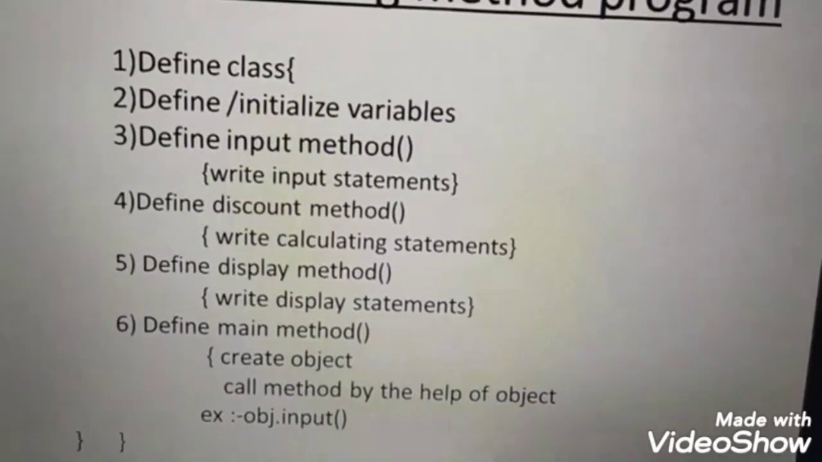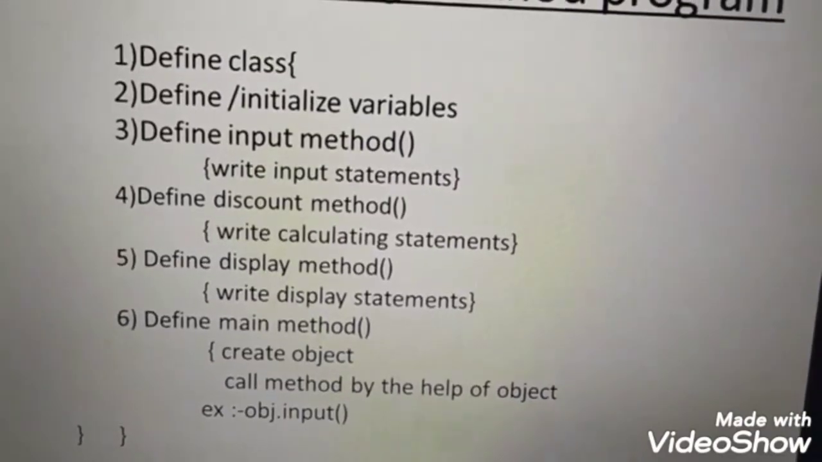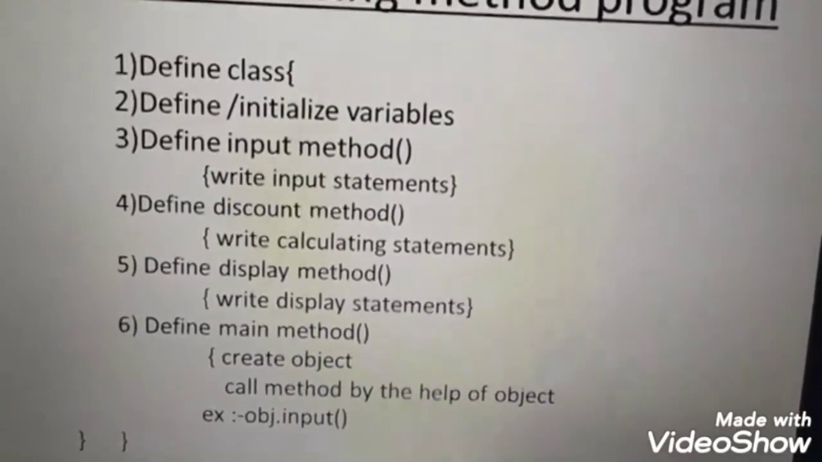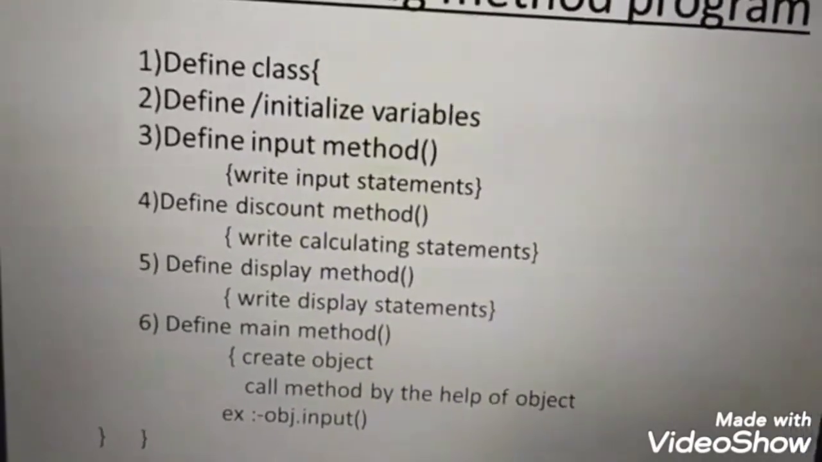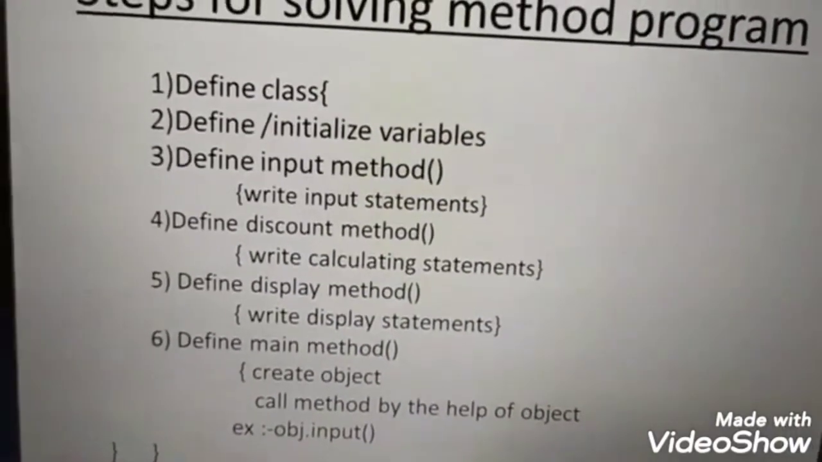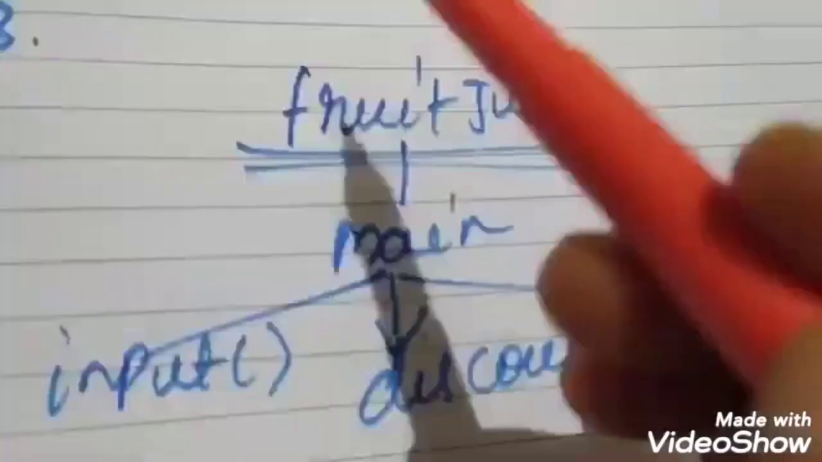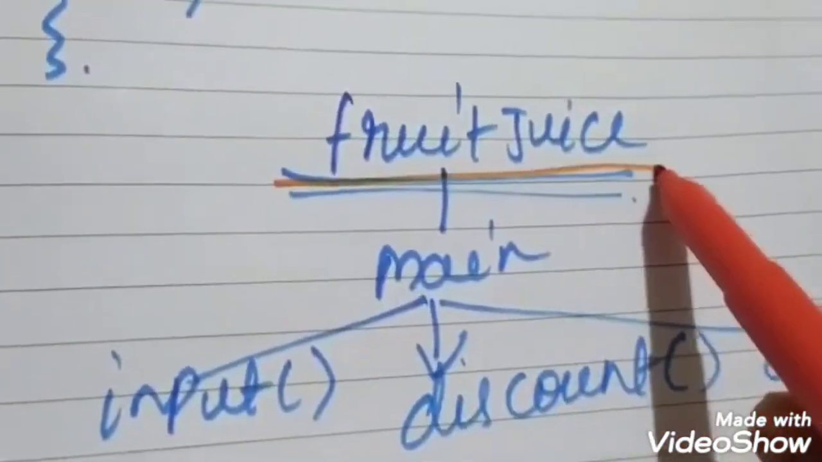That is like obj.input method. I am not going to write the program because I have written the program in the slide. Just the part which I have to describe, I have to write on paper. Okay. Diagram here. This is the fruit juice program.